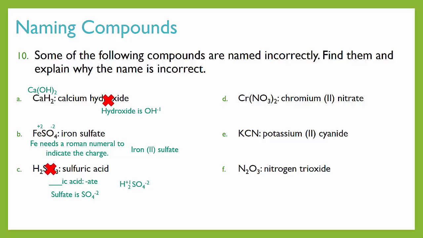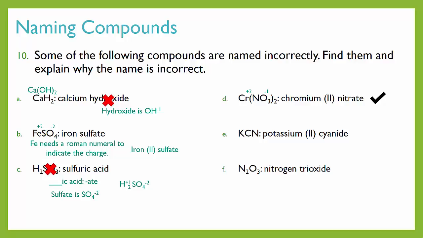Next, I've got Cr(NO3)2 and we're calling that chromium(II) nitrate. So the charge on nitrate is -1, and there's 2 of them. Therefore, the charge on chromium must be +2. So this works out. Next, I've got potassium(I) cyanide, KCN.